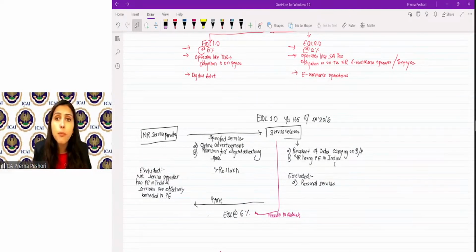Then you will ask, ma'am, what if both 1.0 and 2.0 are applicable in the situation where a non-resident having a PE in India is purchasing the advertisement space from Google? So whether we will apply 1.0 or 2.0. The Act says where equalization levy 1 is applicable, equalization levy 2 will not apply.